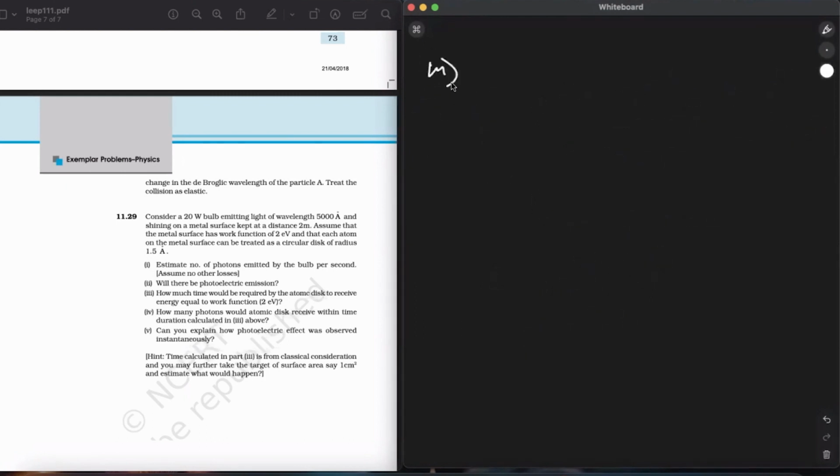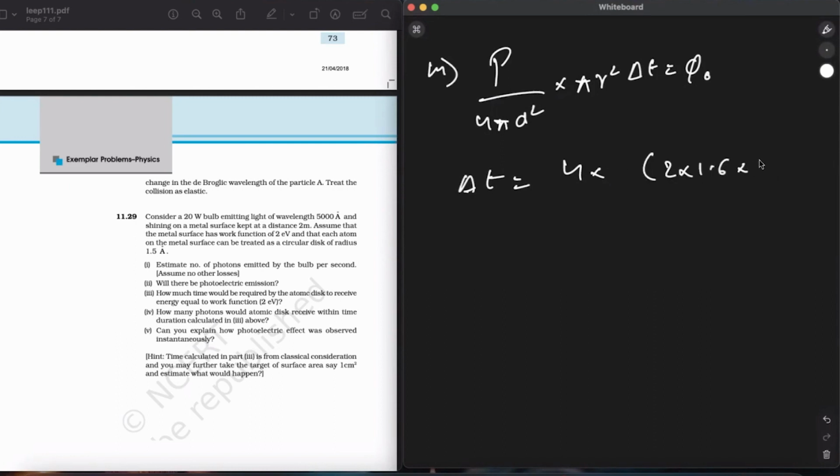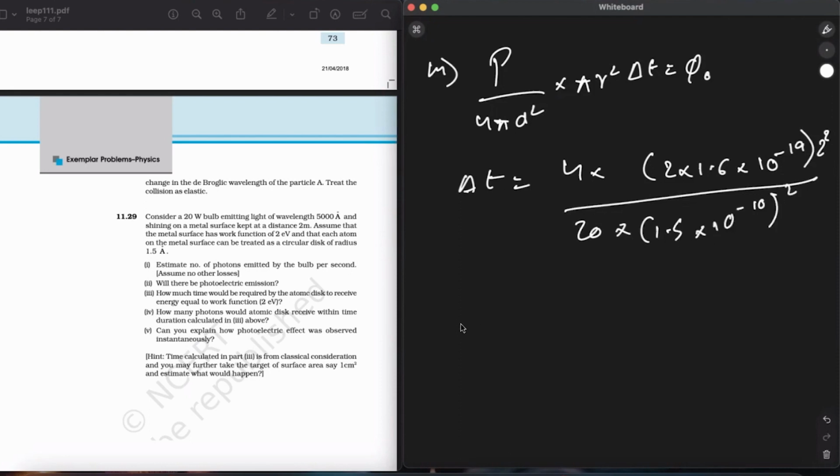So moving on to the next part. There is question number 3 for us. How much time would be required by the atomic disk to receive energy equal to the work function, 2 electron volts? Okay. So P upon 4 pi d square into pi r square into delta t equals the work function that has been given to us. So delta t I can write as 4 into 2 into 1.6 into 10 to the power of minus 19 into d square, all divided by 20 into (1.5 into 10 to the power of minus 10) whole square, to solve for this.